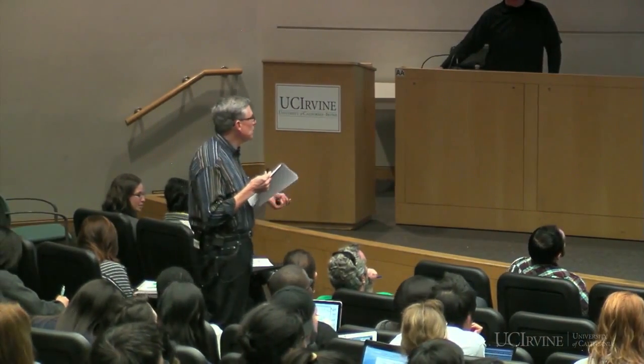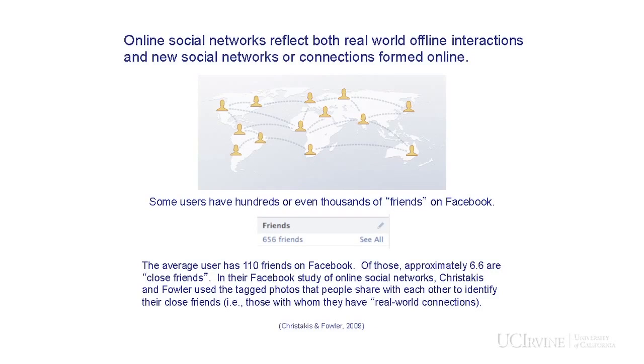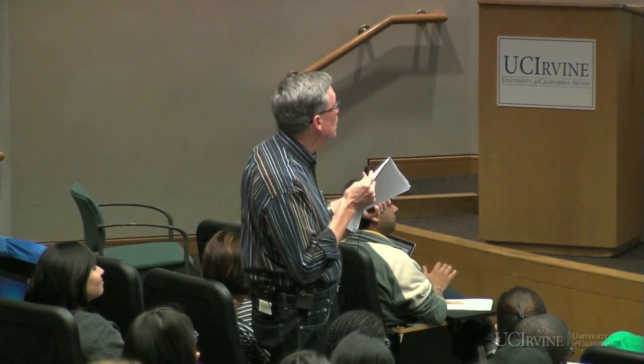The average Facebook user has about 110 friends, and I'm sure many of you have maybe thousands, but nonetheless, the average is about 110. Of those, approximately 6.6 are close friends. We'll talk about what they mean by close friends. In the Facebook study of online social networks, Christakis and Fowler used tagged photos, people that you tag in pictures, as a definition of who's a close friend, because they have real-world connections. They were in a picture together, so that's the criterion they used.